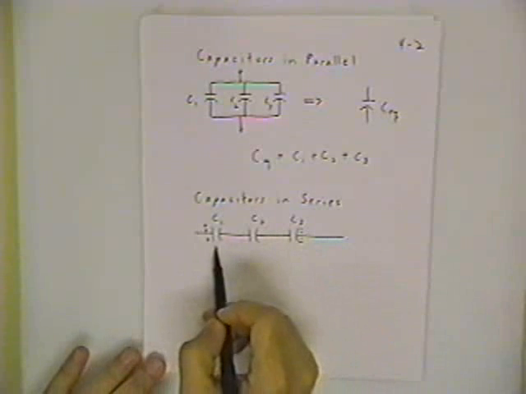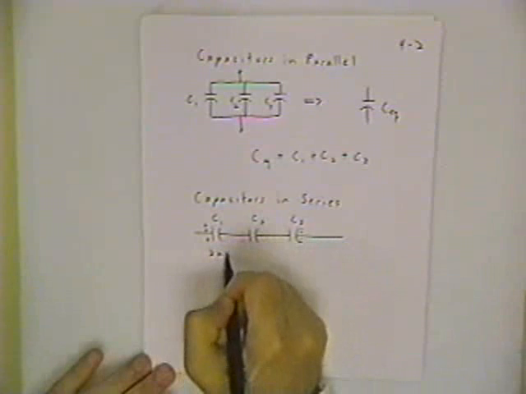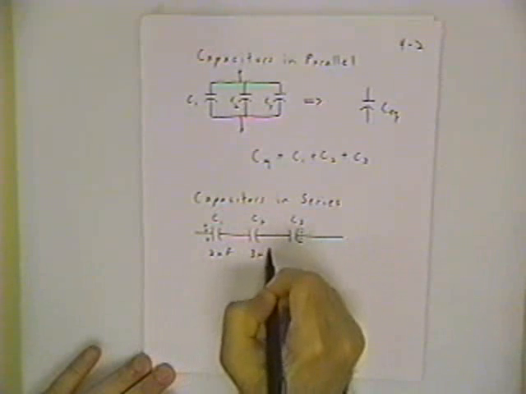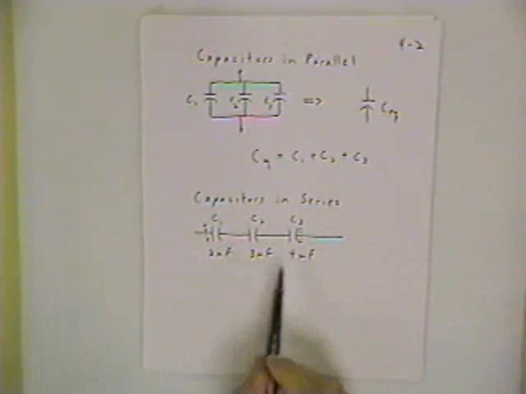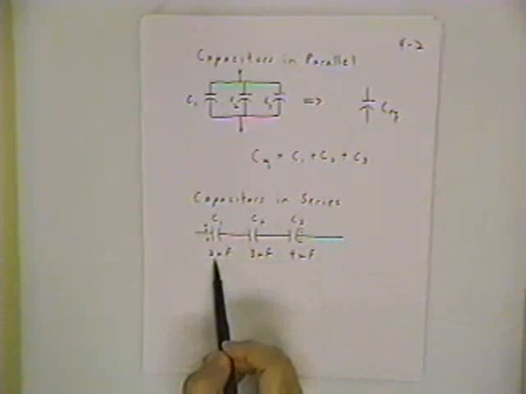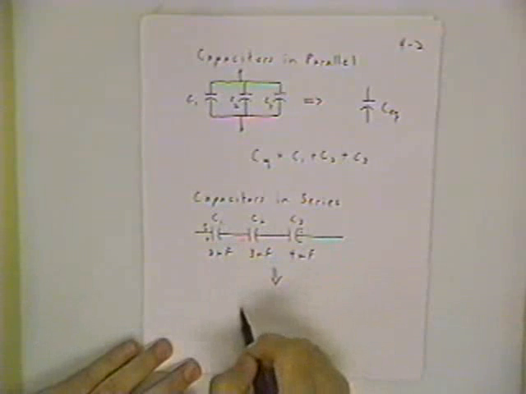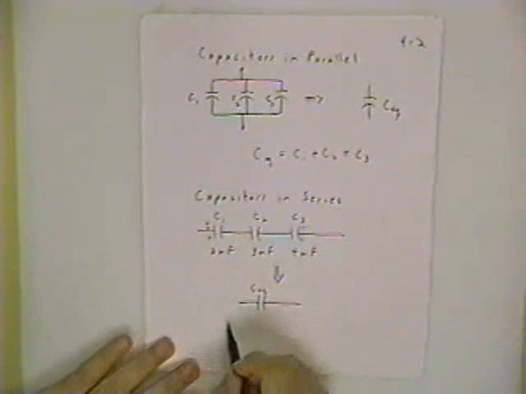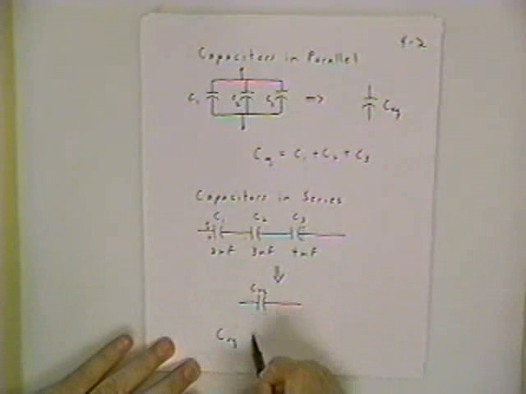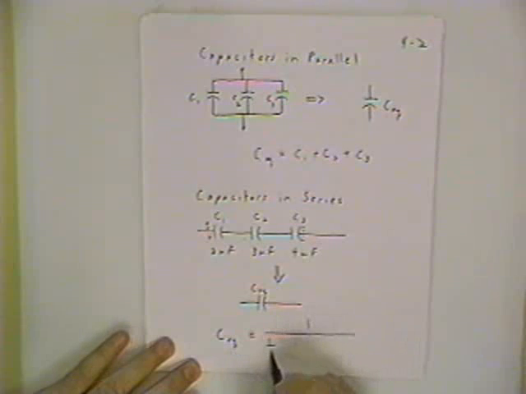So if this is a 2 and a 3 and a 4 millifarad capacitor, let's just put that in for a concrete example, then I know without even calculating it that the equivalent capacitance is going to be less than 2 millifarads. And the equivalent capacitance you calculate with an inverse rule, very similar to resistors in parallel. In fact, the equation is exactly the same as for resistors in parallel. You just change the symbols.